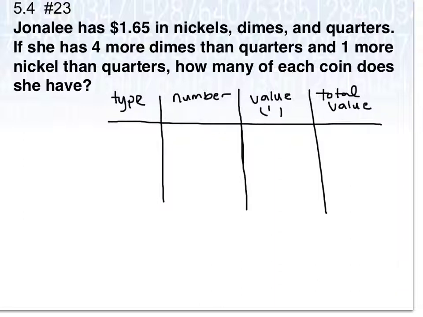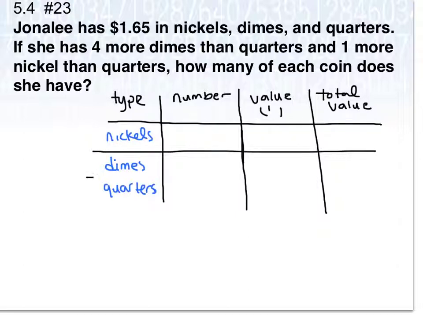And if we look carefully, we're going to notice that there's 3 coins in this problem. So let's see if we can label that. We have nickels, dimes, and quarters. So now our chart has 3 rows instead of 2 like we've been used to. So let's make sure we separate those rows.